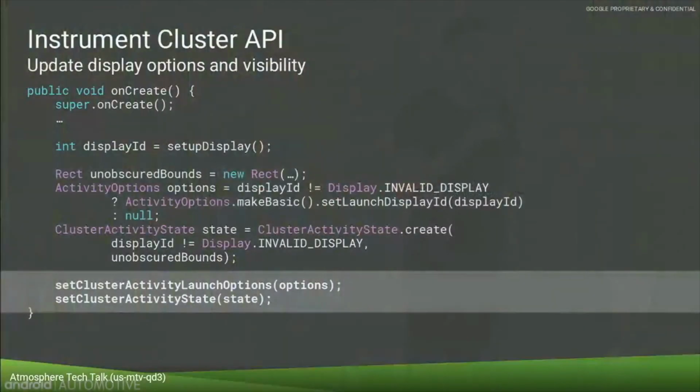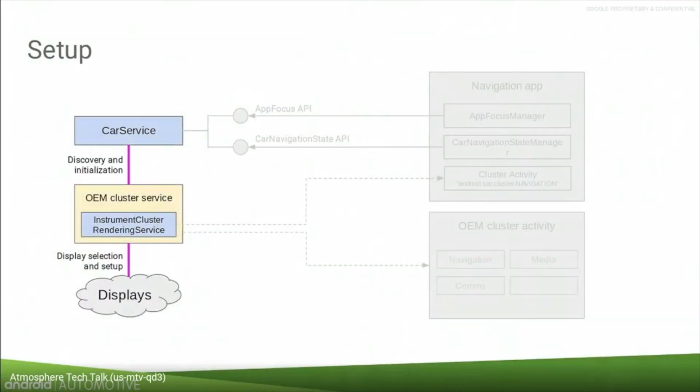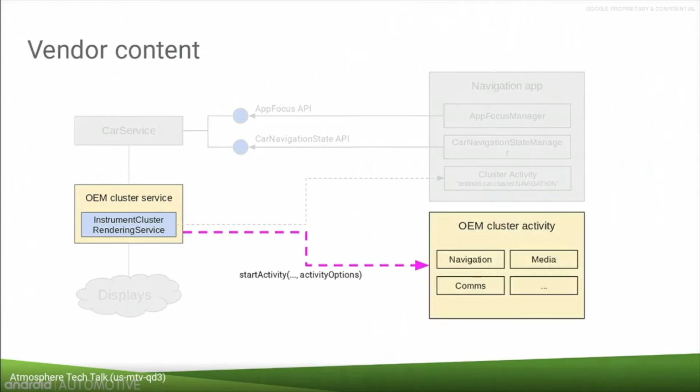With all these details, like the display ID of the display that you have identified and the unobscured bounds, we can pass that information using activity options and the cluster activity state to the superclass, the instrument cluster rendering service. So these two methods are provided by the base class that I mentioned before. So we covered how car service finds your implementation of the cluster service. And now we're going to talk about the content that you want to display.